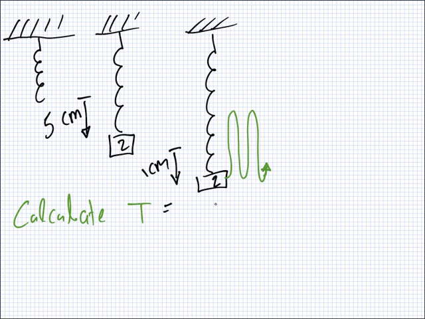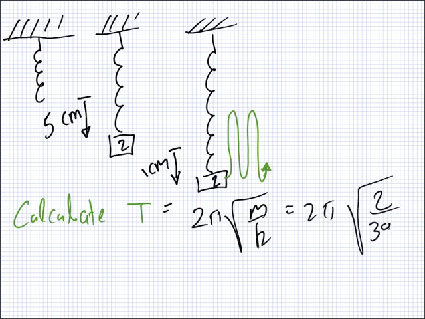What is it? 1.4. Seems reasonable. The answer is 2 pi root m over k, which is 2 pi root 2 over, what was it, 392? So what's that? 1 over 7. As a decimal, please. 0.448.